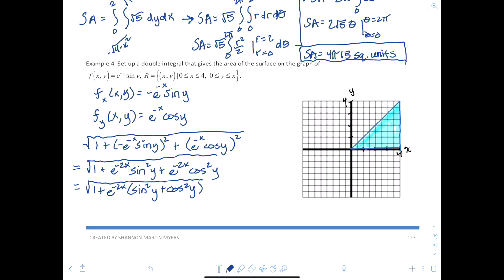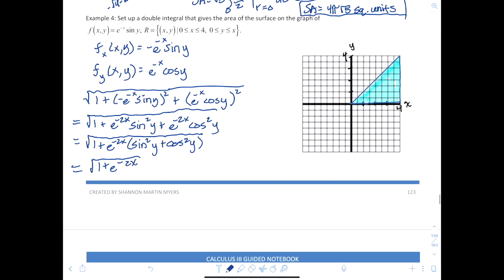So you'll have 1 plus 1 is 2. Or no, sorry, not 1 plus 1 is 2. It'll be e to the negative 2x times 1. So this is going to give us root 1 plus e to the negative 2x. Cool, cool? All right.